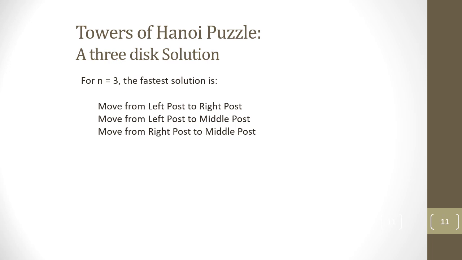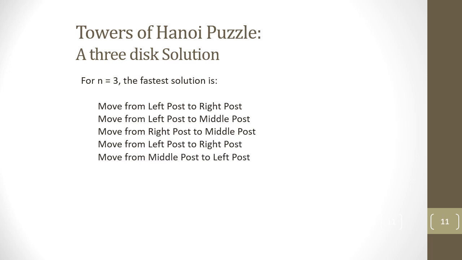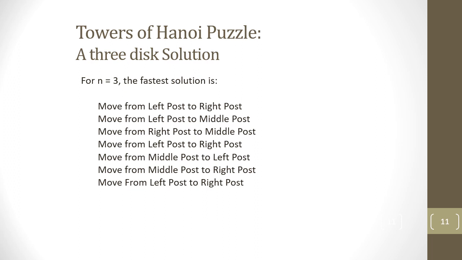So we can pick up the largest disk from the left post and place it on the right post. Then we pick up the smallest disk from the middle post and place it on the left post. Then we pick up the second smallest disk from the middle post and place it on the right post. And then finally we move the smallest disk from the left post to the right post. So it took us a minimum of 7 operations to move 3 disks from the left post to the right post.